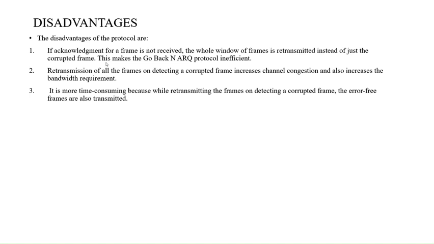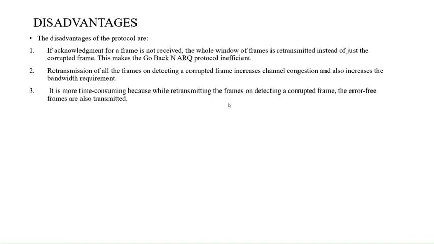Due to this, the Go-Back-N ARQ protocol is inefficient. The retransmission of all the frames on detecting a corrupt frame increases the channel congestion and also consumes a lot of bandwidth. The protocol is also more time consuming because when retransmitting the frames on detecting a corrupt frame, the error-free frames are also retransmitted.